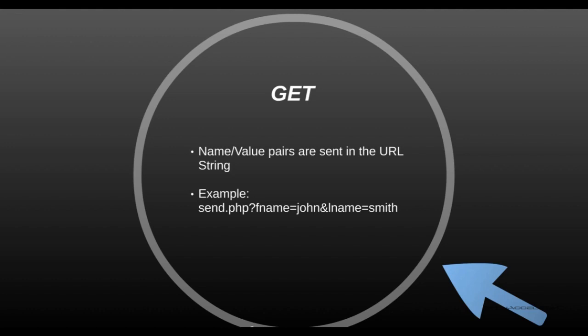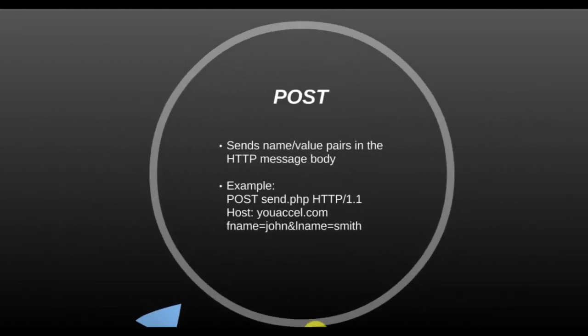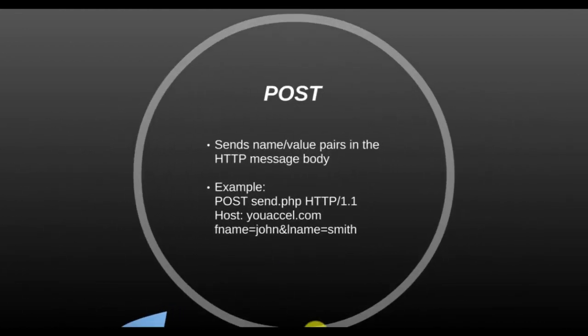When using the get method, the name and value pairs from the form fields are sent in the URL string, as shown in this example. Here, we can see the values contained in the fname and lname field are attached to the end of the file name of our form action, send.php. The post method, on the other hand, sends the name and value pairs in the HTTP message body, as shown in this example.